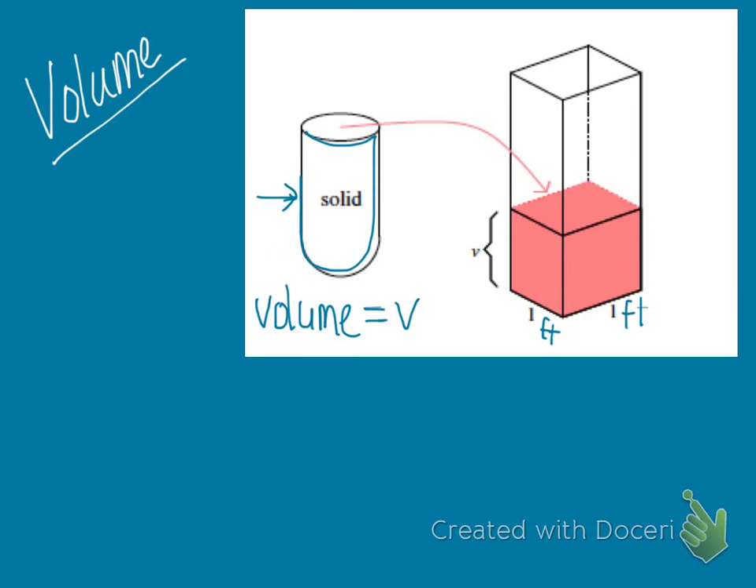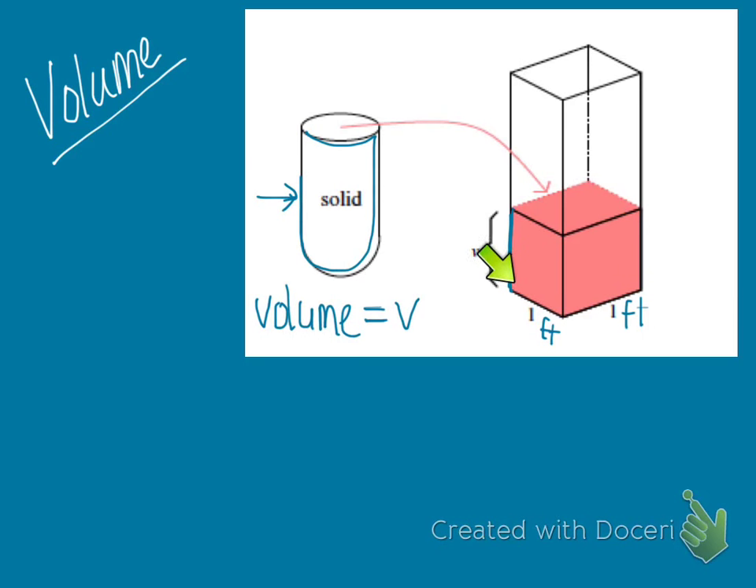Why would the volume be equal to V, the height of the liquid? The reason is that the area of the base of this figure is 1 by 1, or 1 square foot. So whatever the height is, the height times 1 feet squared is going to give me the volume. Area of the base times the height is going to give me the volume.